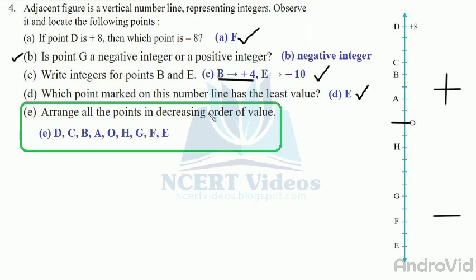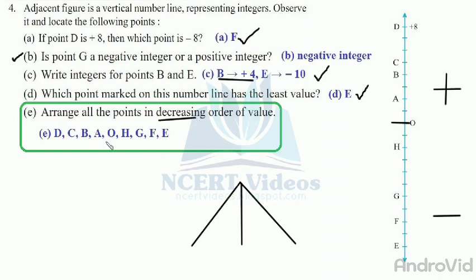Now, last part, arrange all the points in decreasing order of value. Well, what is decreasing order? Suppose this is your tree and you have a ladder connecting it and another ladder dropping it. So this is your ascending, from low to up. This is your descending, from high to low. So it has asked for descending.